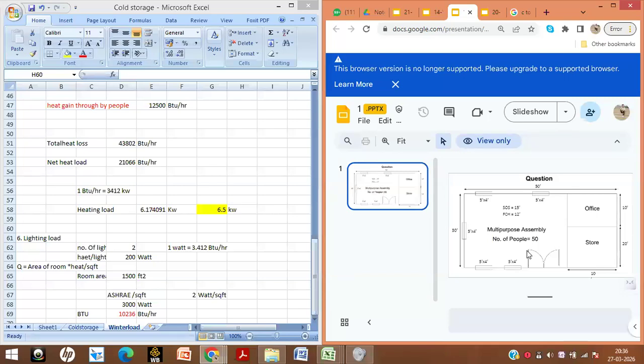In that case, what you can do, for example, what we have done right now is consider the complete building. The same calculation we can do for the complete office room. Similarly, you can do the same calculation for the storeroom and for the multi-purpose assembly. So based on your occupancy, that result will vary.